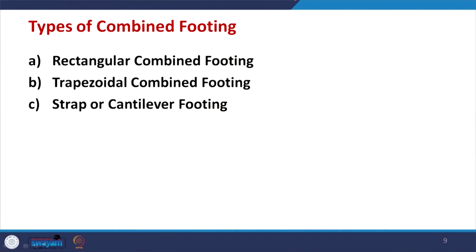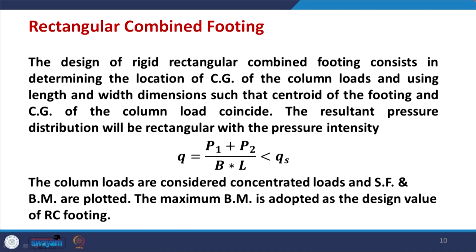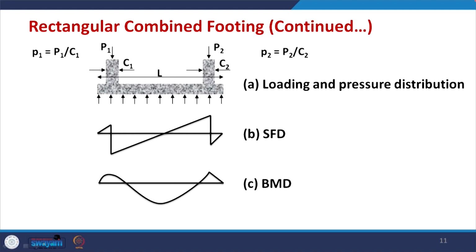Continuing with that, we are going to discuss three types: rectangular combined footing, trapezoidal combined footing, and strap or cantilever footing. When we talk about rectangular combined footings, let me show you the figure first and then we go for some calculation. Here you could see that there are two columns.